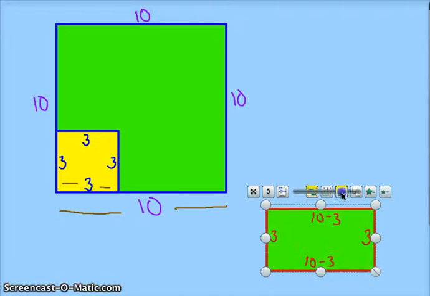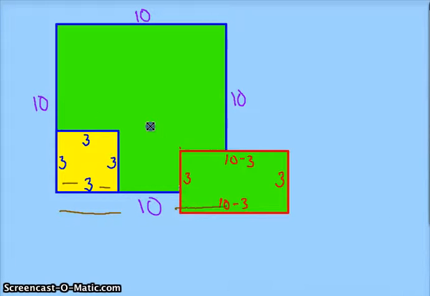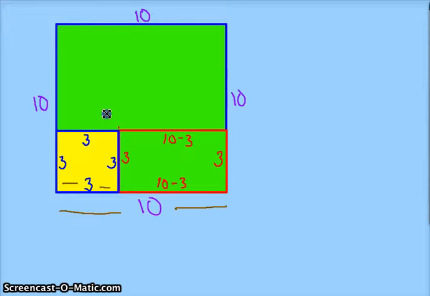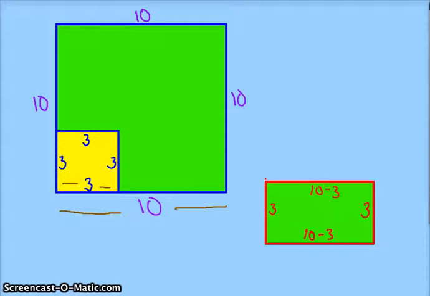So what I can think about is this part here, which is part of the green square, and we can see that the height is 3, and this length here is 10 minus 3. The whole piece being 10, the little piece being 3, so this is 10 minus 3.